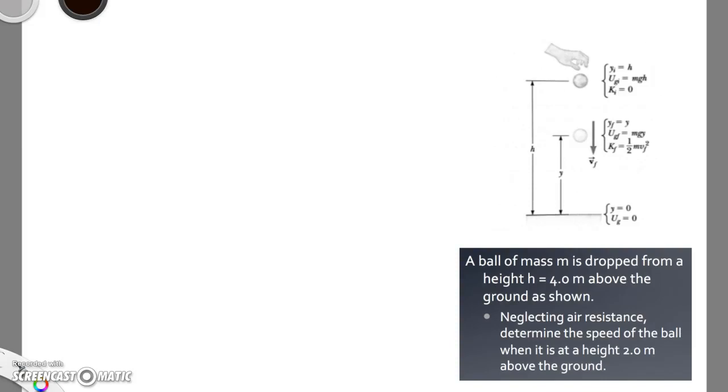In this example, we're going to look at a ball falling and use energy principles to find out some more information about it. For the first part, we're looking to find the speed when the ball has reached a height of 2 meters above the ground, considering that it started at a height of 4 meters.